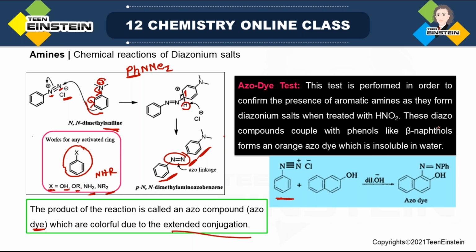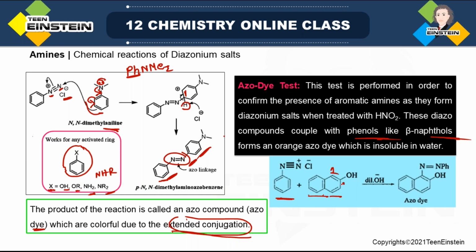Now this diazo compound will couple with phenol. Not just normal phenol; basically we take beta naphthol for this purpose, because when you take beta naphthol, there are two benzene rings. So now this extended conjugation will be further enhanced. That is why the color will be very good. That is why beta naphthol, or 2-naphthol, is taken.